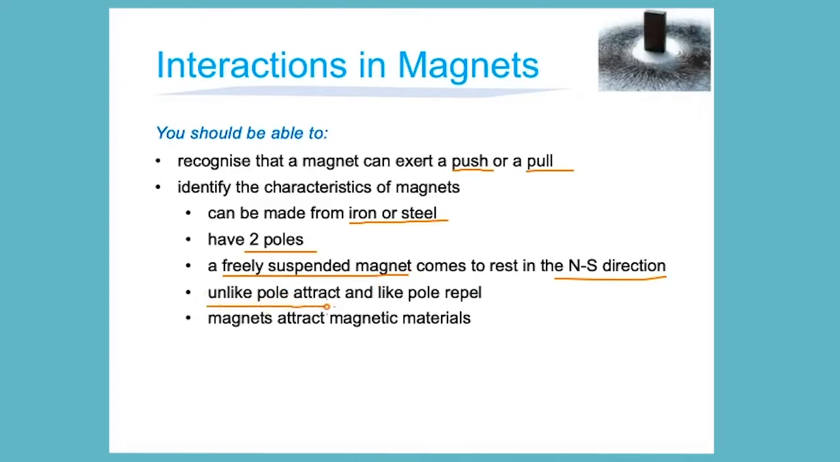Unlike poles will attract, and like poles of a magnet will repel each other, and magnets will attract magnetic materials. And you will need to remember what your magnetic materials are. SINC, right? I'm assuming you remember what S is for. So there's SINC, right? Maybe very quickly, type inside the chat box, what does SINC stand for? The most commonly tested ones will be S and I. N and C, not so much, which is why sometimes people get confused between the C.